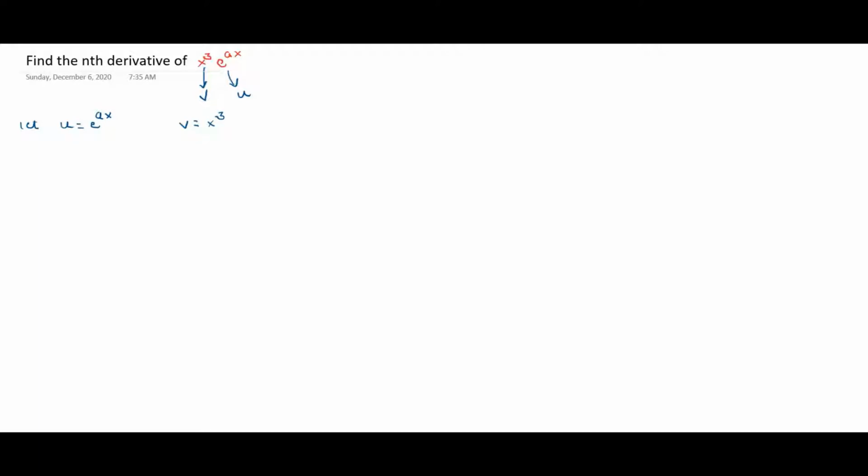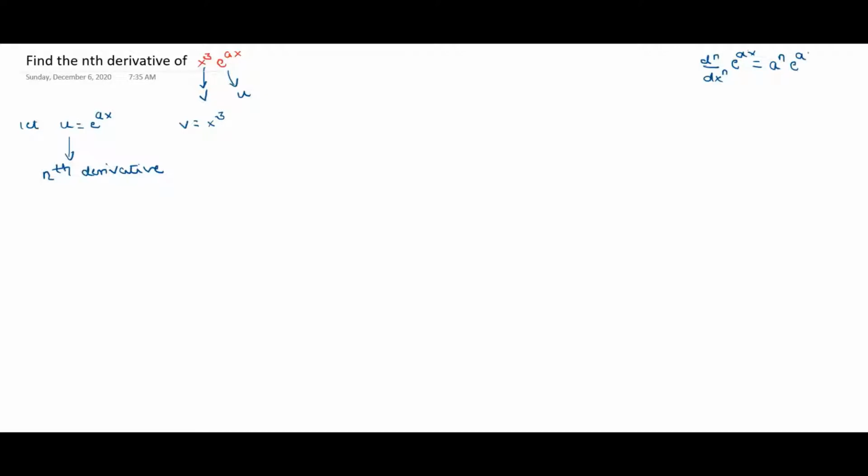In case of product of two terms, if one of the terms is of the form x raised to m, where m is a positive integer, then you can choose x raised to m as v and the remaining term as u. Now we have to find the nth derivative of u. We know that the nth derivative, d raised to n divided by dx raised to n of e raised to ax, is equal to a raised to n into e raised to ax.